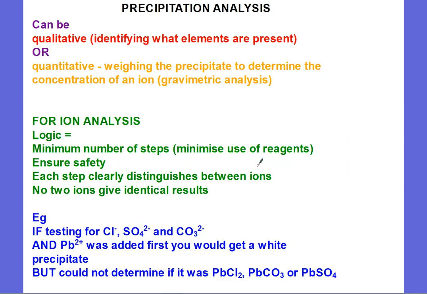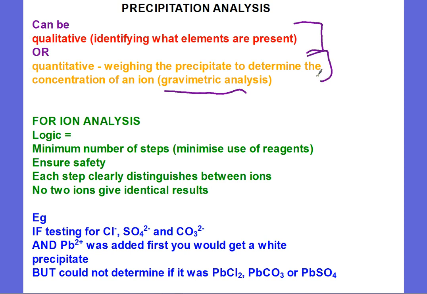So what was used before AES analysis? Well, we did study this as well. We studied what's called precipitation analysis, or wet chemistry, actually mixing chemicals together to cause chemical reactions to take place, so we could figure out what unknown chemicals are in a sample. And they can be qualitative, which means what elements are present in the sample, or they could be quantitative, and in our case we did gravimetric analysis. We actually weighed the precipitates we produced to do calculations to determine the concentration of the sample.